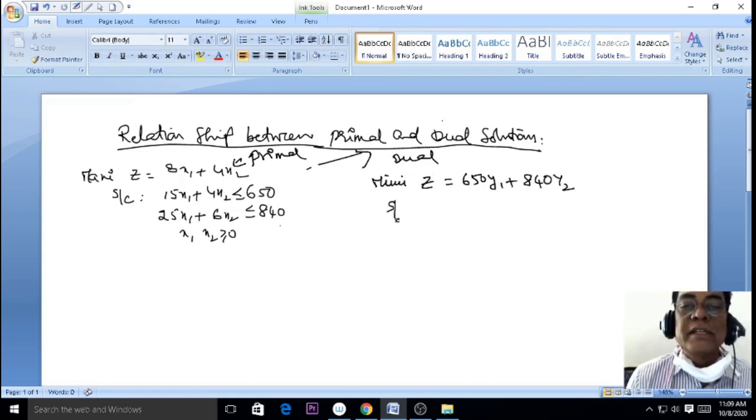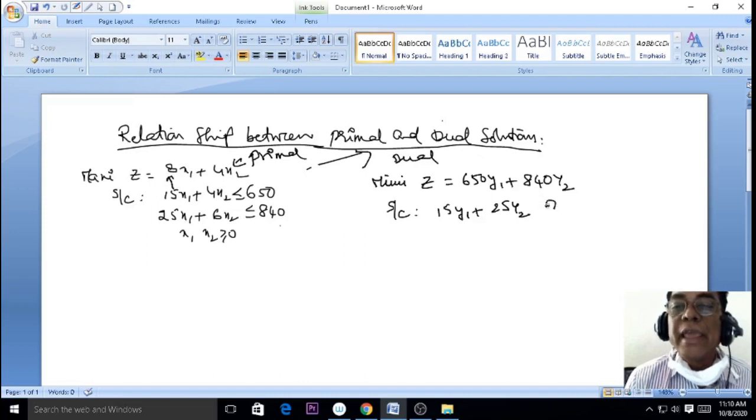Next, subject to constraint. So take the first value, 15 and 25. So here we have 15y1 plus 25y2, and the value corresponding to it is 8. So first you write down 8.